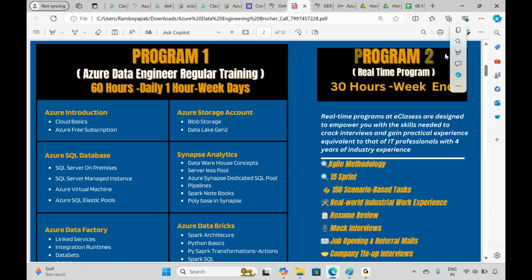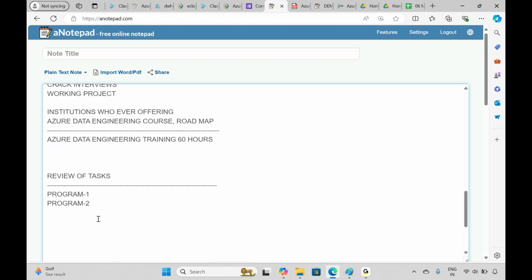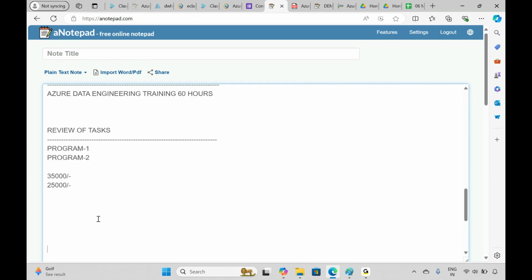For program 1 and program 2, we are offering a good discount for all of you. The actual price of program 1 is 20,000 and the price of program 2 is 15,000, so both should be 35,000. But these two programs worth 35,000 rupees, we are offering for just 25,000 only.